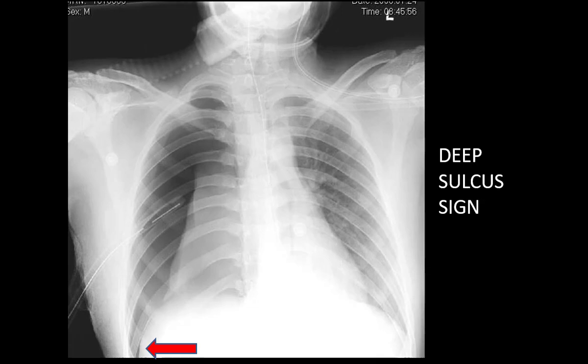This is what is called the deep sulcus sign. This costophrenic angle is deepened because of the presence of air in the anterolateral part of the pleural cavity. And this is the ICD, and this is optimally placed because you can see that the hole is lying within the thoracic cavity. What else can you see in this chest X-ray? There is a Ryle's tube. What else? Yeah, the NIV mask with the tubing.